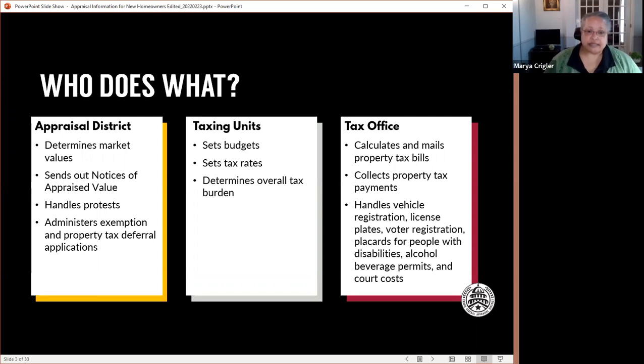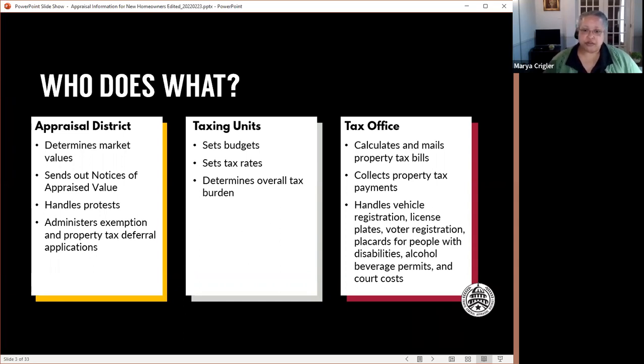The other player is the taxing units, and those are your city, your school, your county, your emergency service districts, your MUDs. They all play a role as well. They set their budgets, and then they set the tax rates, and that determines the overall tax burden.